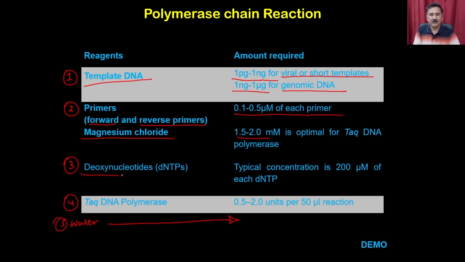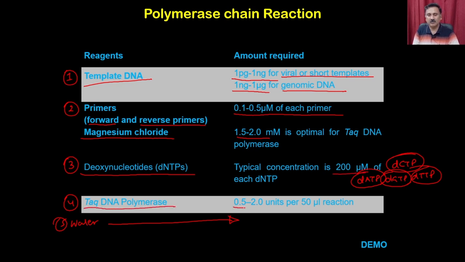And then you also require dNTPs. dNTPs means all the nucleotides. So you require dATP, dGTP, dTTP, and dCTP. All these are going to be present in this dNTP mixture, which you can use at 200 micromolar. And then you also require the Taq DNA polymerase.